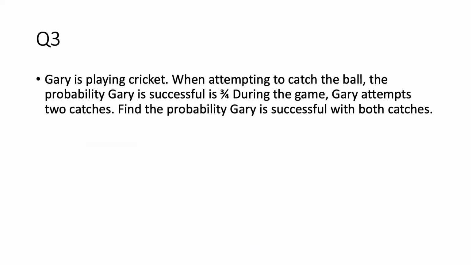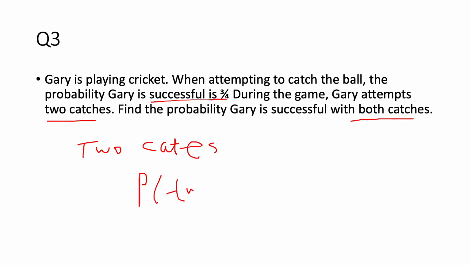Question number 3. It says that Gary is playing cricket. When attempting to catch the ball, the probability that Gary is successful is 3/4. That's important. During the game, Gary attempts 2 catches. Find the probability that Gary is successful with both catches. Well, 2 catches means I'm going to do 3/4 times 3/4. So it's the probability of 2 successful catches.